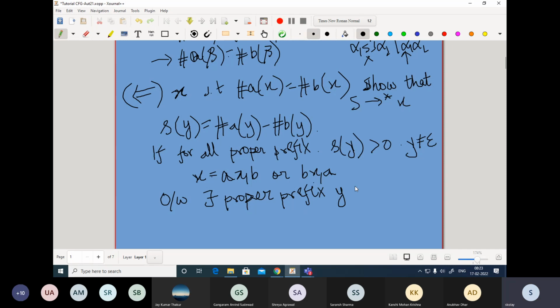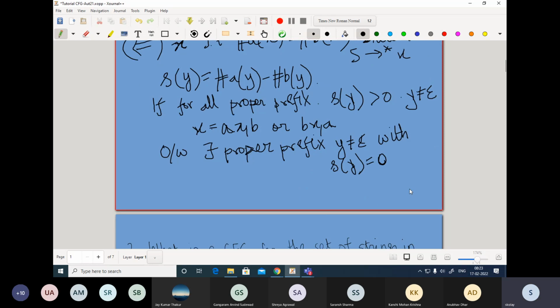Proper prefix y not equal to epsilon with Sy equal to 0. We know that Sx is equal to 0. Therefore, x is of the form yz such that Sz is equal to 0. Now, what will you do?